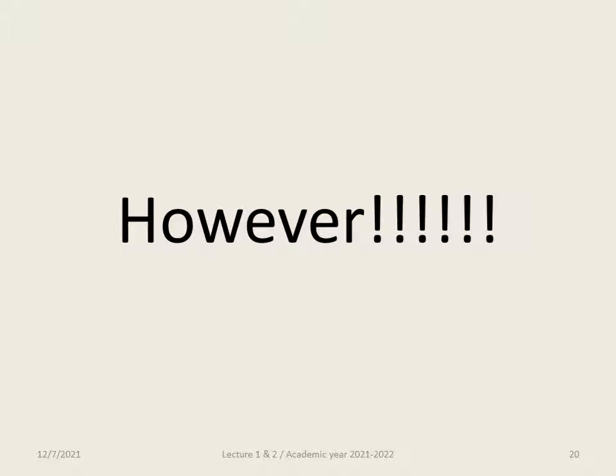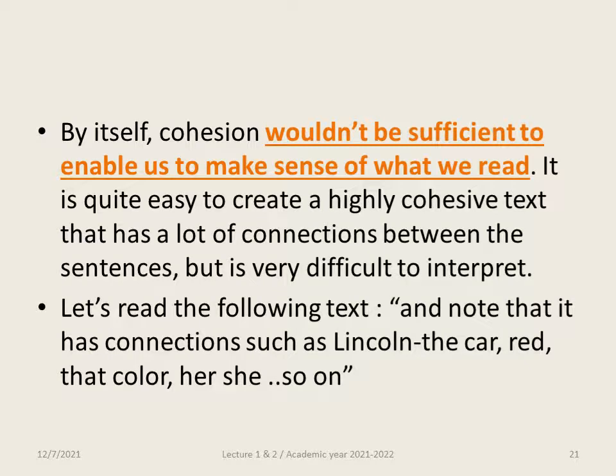However, now we will see that the text can be cohesive, but it could be incoherent. What does that mean? We will see now the other factor that is very important, coherence. Let's learn more about it. By itself, cohesion wouldn't be sufficient to enable us to make sense of what we read. Sometimes the text can be cohesive, but at the same time it is incoherent.